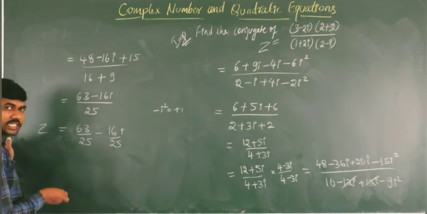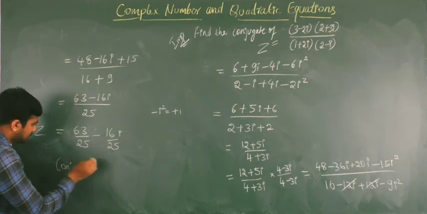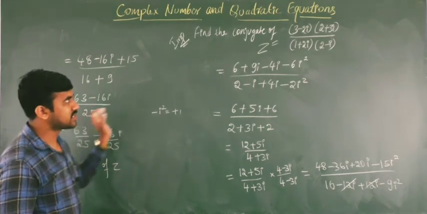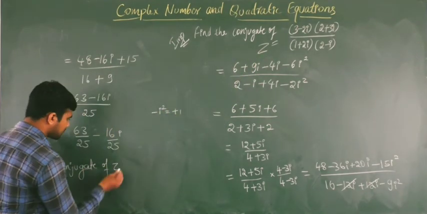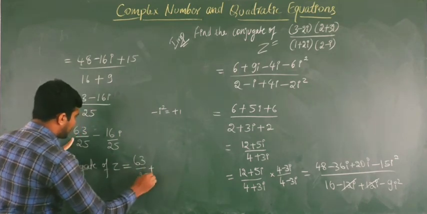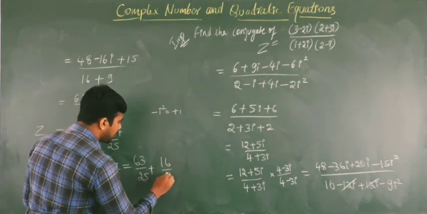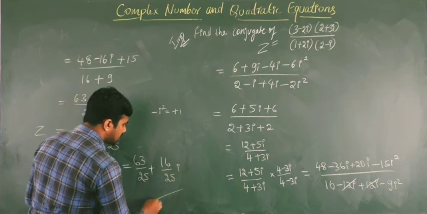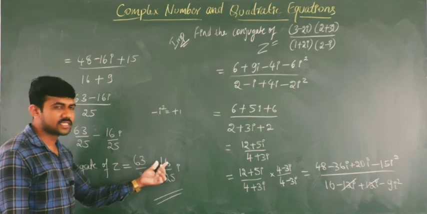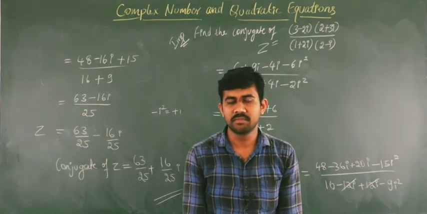We need to write the conjugate of that. So conjugate of this complex number, what will we get? First consider this as z. So conjugate of z is nothing but 63 divided by 25 plus, the sign you have to reverse here, plus 16 divided by 25 into i. 63 divided by 25 plus 16 divided by 25 into i, and this is the conjugate of the given complex number.